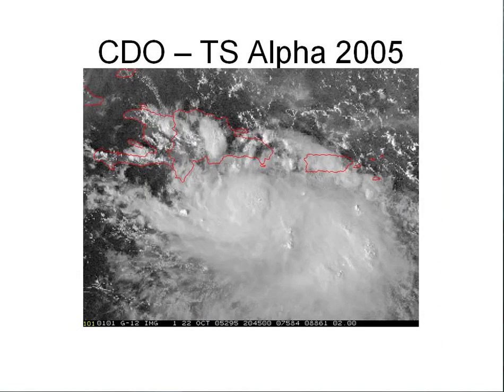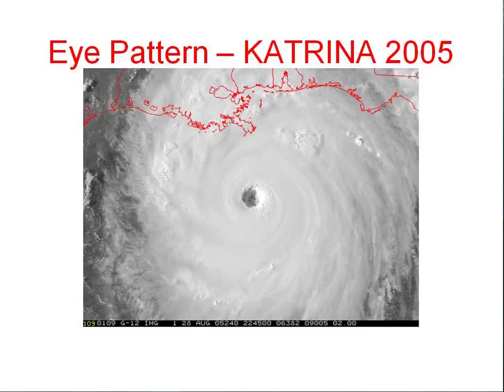Here's another CDO example. The CDO is the roughly circular mass of cloud immediately south of the eastern mark of the Dominican Republic. The eye pattern was defined and described earlier in our discussion and is usually very easy to identify.